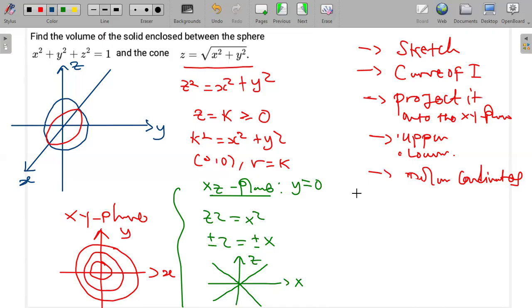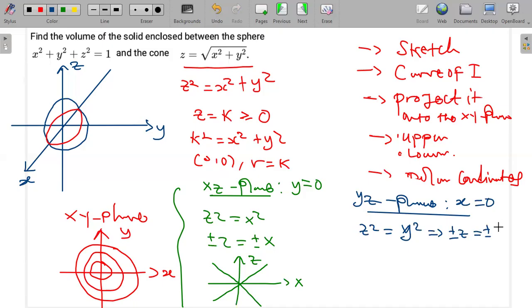And then what about in the YZ plane? In the YZ plane, we're going to have a similar scenario, but here the X is the one which is 0. So I have Z squared equals Y squared, which gives me plus or minus Z equals plus or minus what? Y. So these are, again, just straight lines that are crossing each other. So it will be like that and like that. So this is my Y, this is my what?